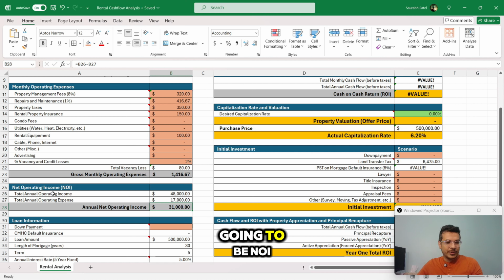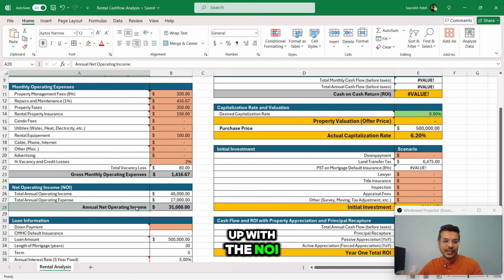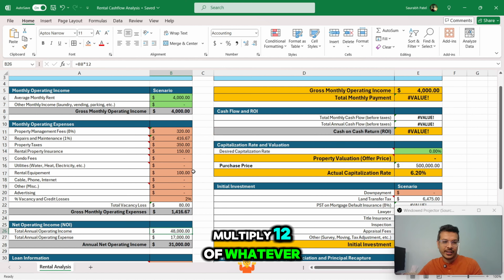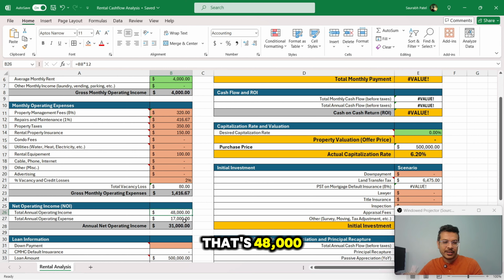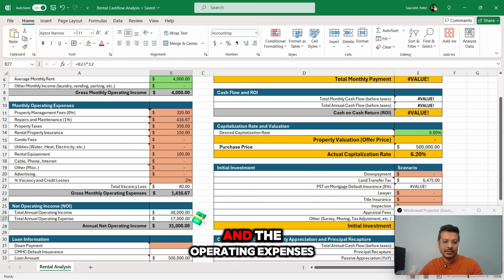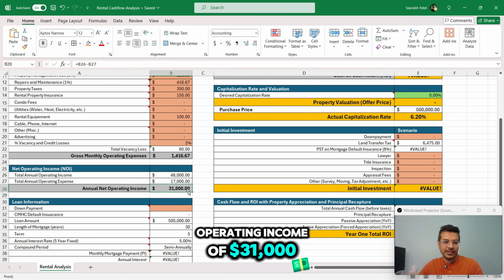Now the next thing is going to be NOI, and it's basically your annual operating income subtracted by your annual operating expenses, and then you can come up with the NOI. So basically you can calculate, multiply by 12 whatever rent you're getting, in our case 4,000 by 12, and that's 48,000. Same thing with the expenses, you multiply your monthly operating expenses by 12, which is 17,000. So those are going to give your net operating income of $31,000.